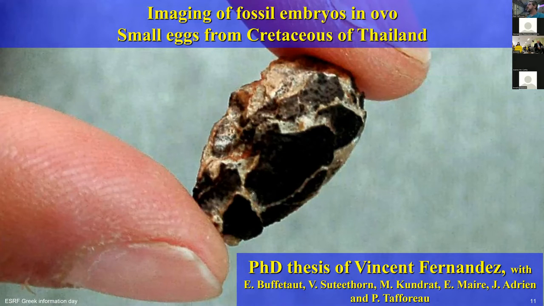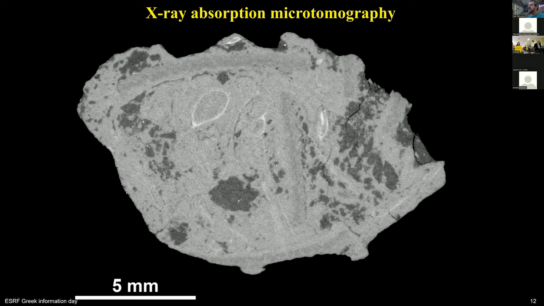Let's go to something a bit more dense. What you have there is a small fossil egg from Thailand, again from the Cretaceous. In this fossil egg, there was some information that there could be fossilized embryos, so fossil bones. We made conventional absorption microtomography, which is what you have on this slide. On the slide, you can see some white structures that are fossil bones, but they are very difficult to see, and you can see only very few of them.